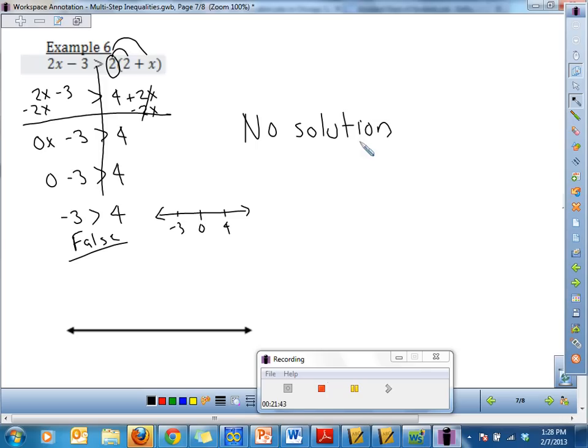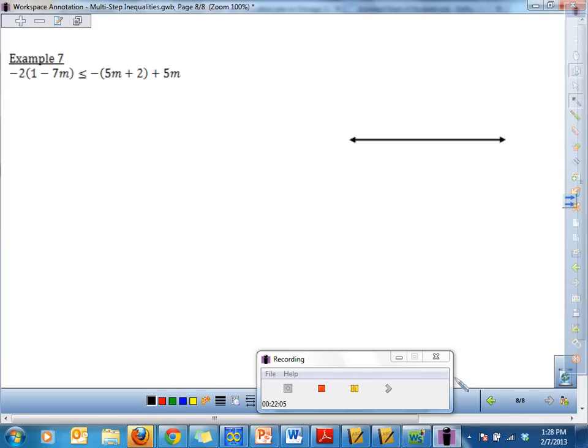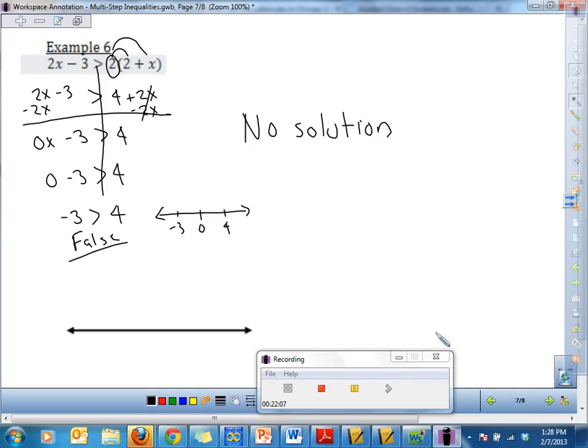So it's really important that you are watching a couple of things. In our last example, we ended up with numbers on both sides that were different, but it was true. This example, we have numbers on both sides that are different, but it's false. So you need to read the inequality. Negative 3 is greater than 4, false. No solution. One last thing about this is that we cannot graph this, so you just have to write no solution.